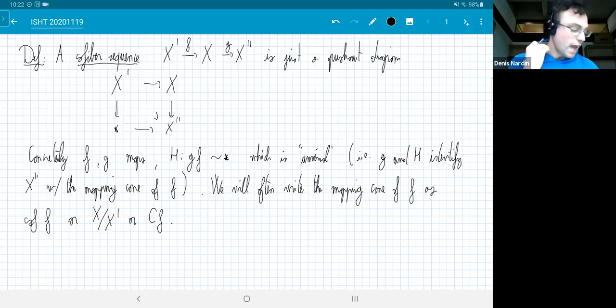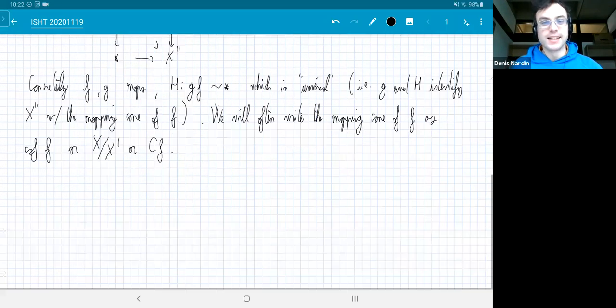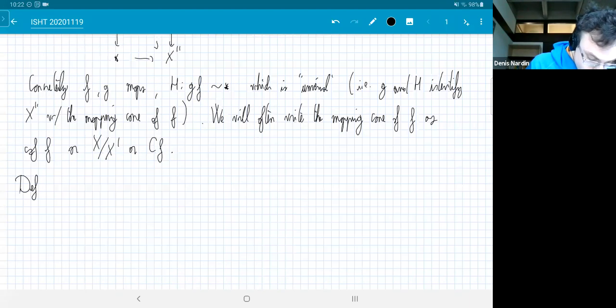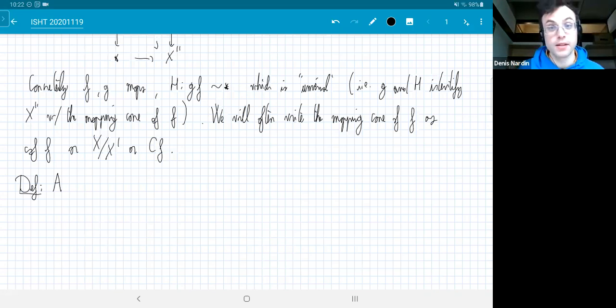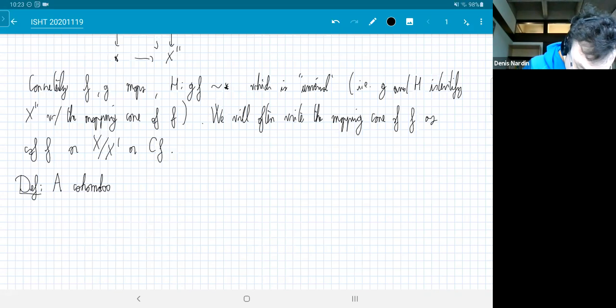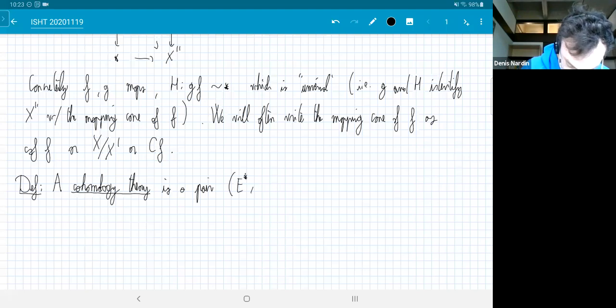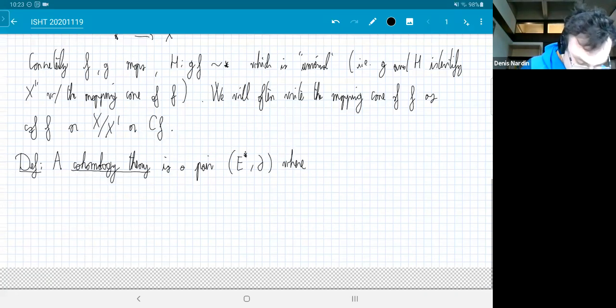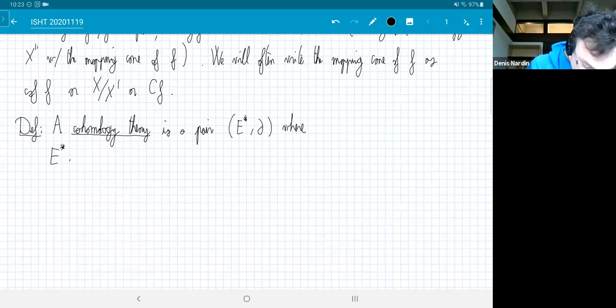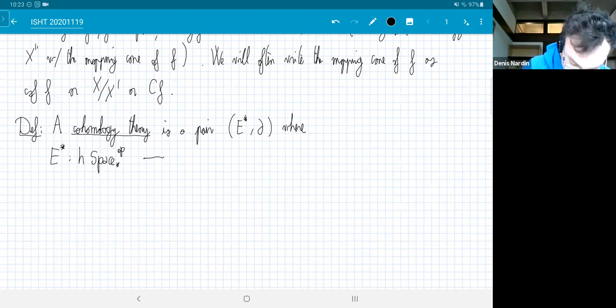No? Okay, so it's time to actually start, finally, with the main definition for today. This is not the most general definition I can give, but it turns out to be equivalent. It's going to be an exercise in the next week's exercise sheet that it is equivalent to the more general thing you might want to give. But let's work with this for today. So a cohomology theory is a pair (E^*, δ), where E^* is a map from the homotopy category of pointed spaces into graded abelian groups.